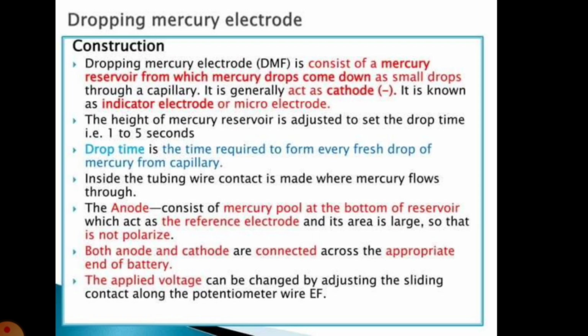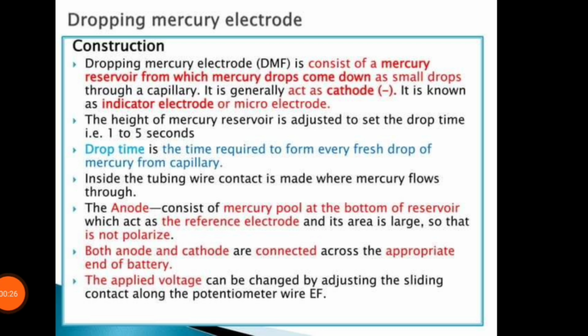In today's class, I discuss the dropping mercury electrode. The dropping mercury electrode consists of a mercury reservoir from which mercury comes down as small drops through a capillary. It generally acts as the cathode. It is known as the indicator electrode or the microelectrode.